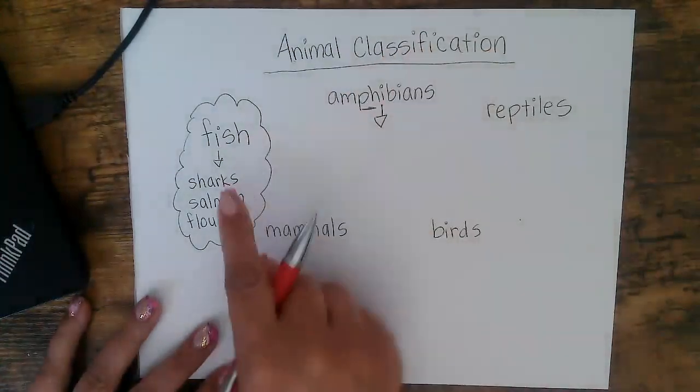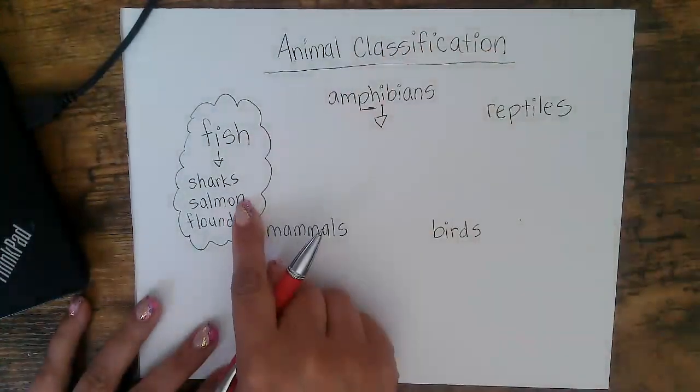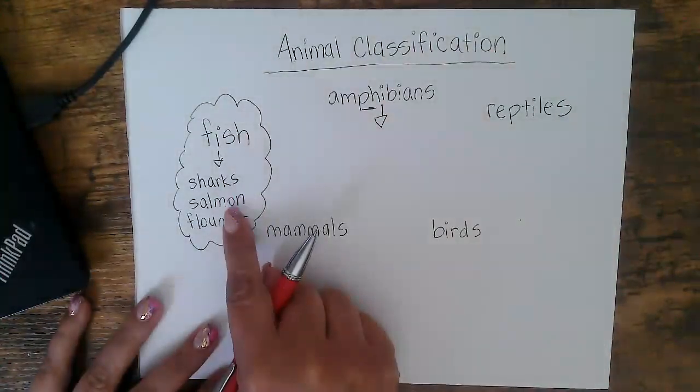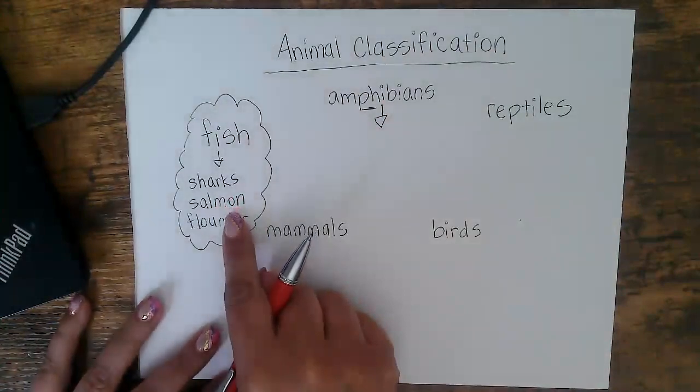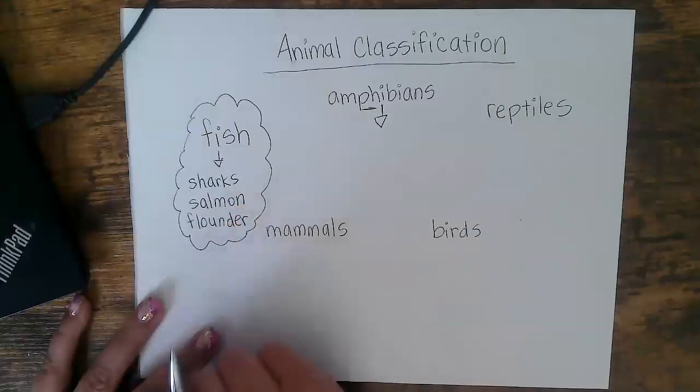So fish basically they have gills, they have scales, they live in the water. What else? They usually have eggs. I don't know what else about fish, right? So there are different traits, classification characteristics that fish have.